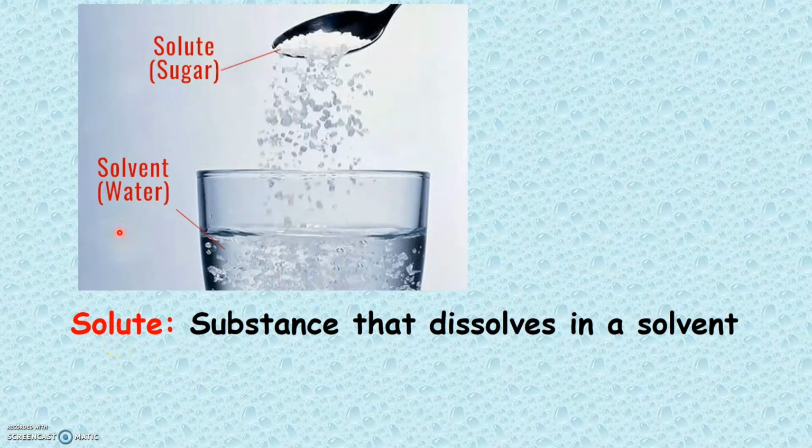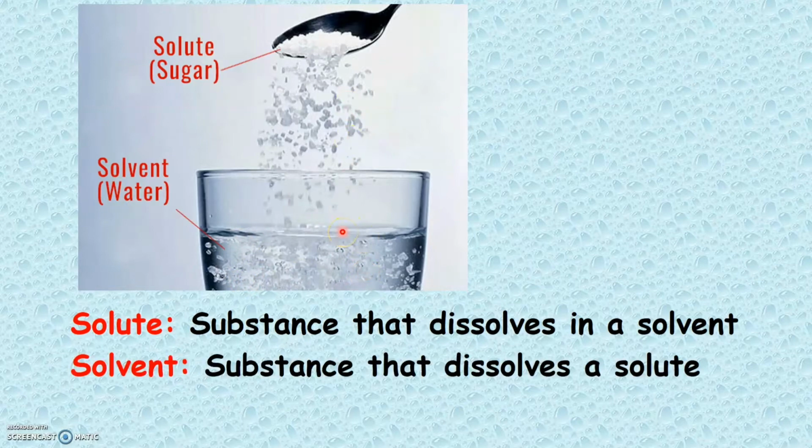Now, what is a solvent? As you add sugar into water, water has dissolved this sugar completely. So that substance which dissolves a solute is called a solvent. So solute is a substance that dissolves in a solvent, and solvent is a substance that dissolves the solute. So here we have seen the example of a solute and a solvent. So sugar is a solute and water is a solvent.